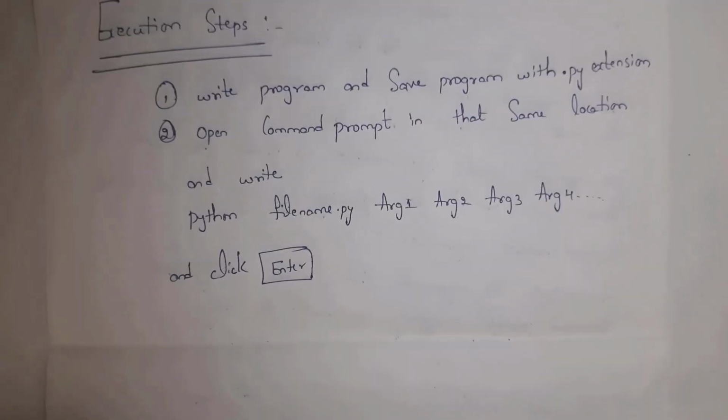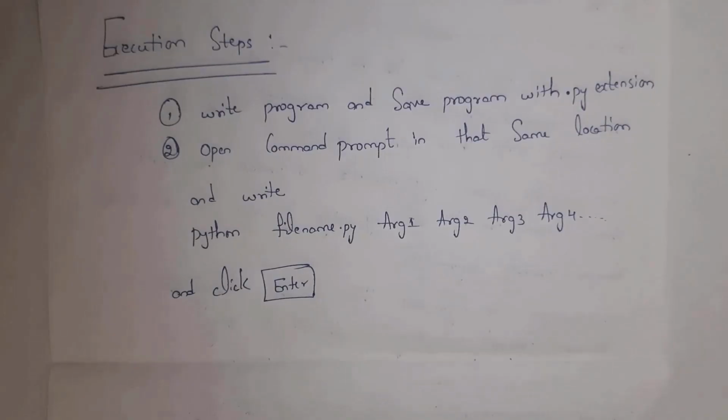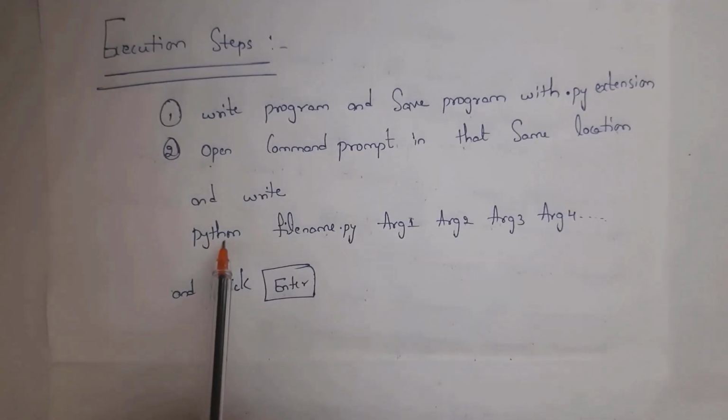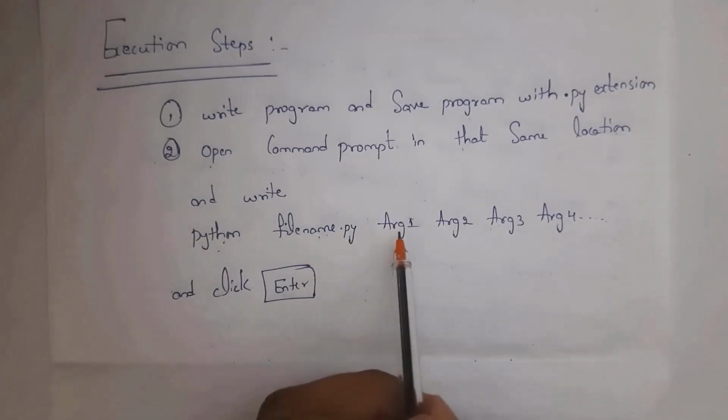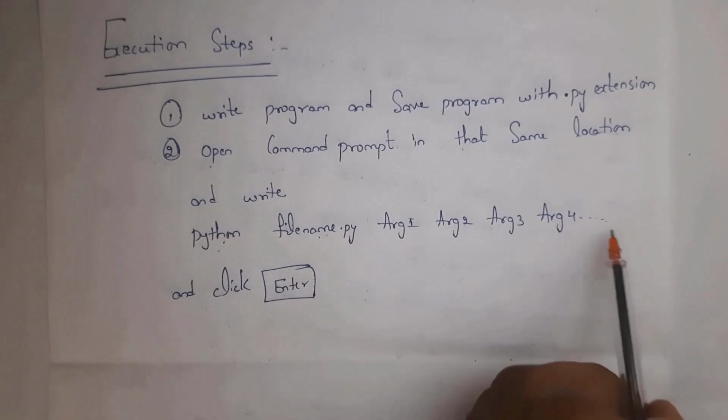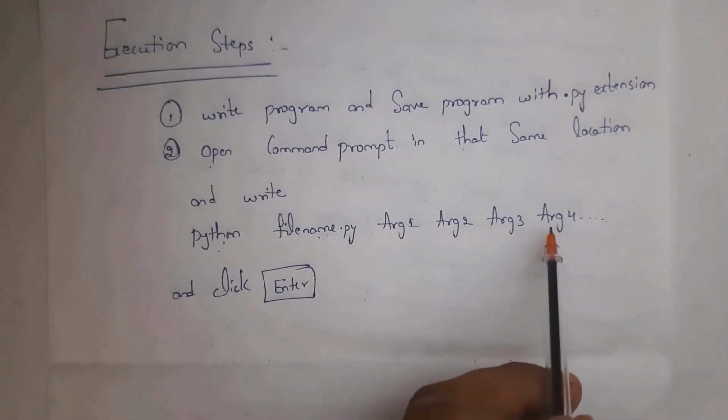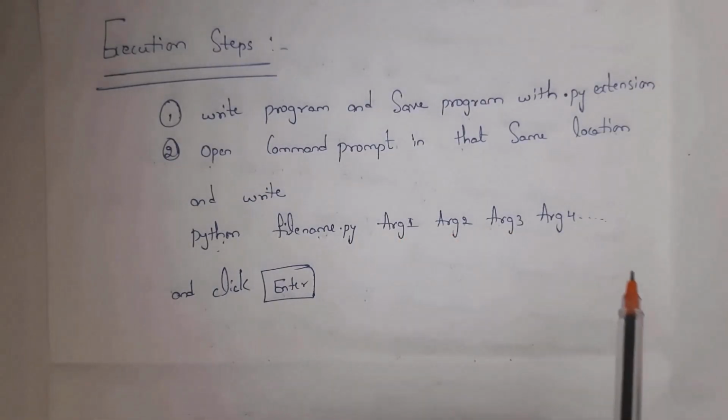These are the execution steps. At first, you need to write the program and save it with .py extension. After saving the program with .py extension, you need to open command prompt in the same location. For example, if my file is present in desktop location, then you need to open command prompt in desktop location. Next type Python. For example, if you are using Python 3, then just type Python 3, file name.py, and here you can give multiple number of arguments. After passing multiple arguments, whenever you click on enter, you will get output.